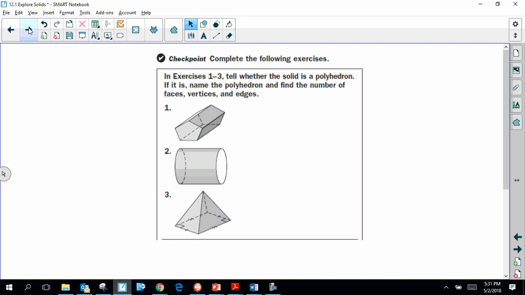So at this point, guys, go ahead and pause the video and answer these 3 questions. Tell me whether or not they're polyhedra, and if they are, name them. What type of polyhedron is it? And then identify how many faces, vertices, and edges it has. So go ahead and answer these 3 questions, and when you're done, come back and hit play and compare your answers with mine.